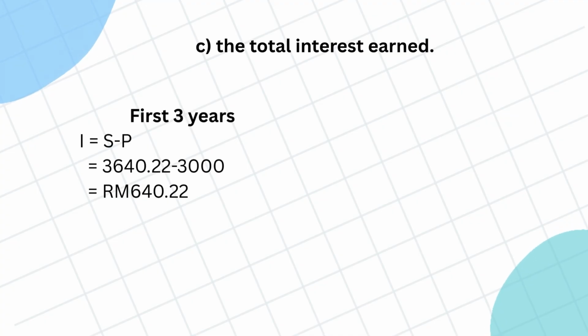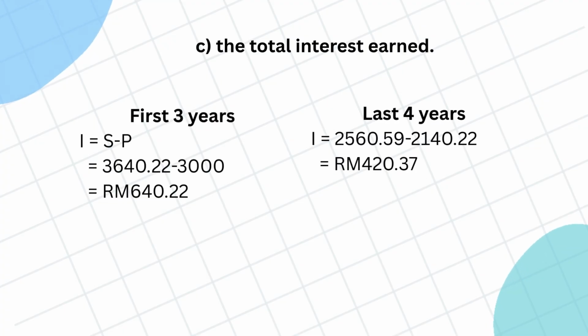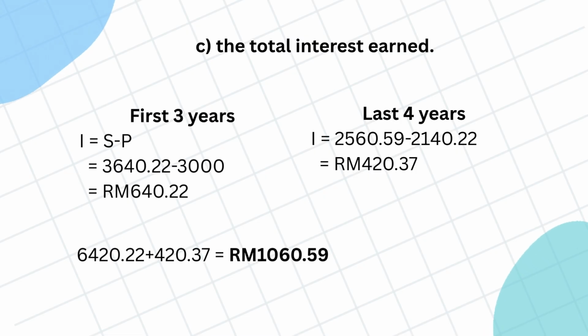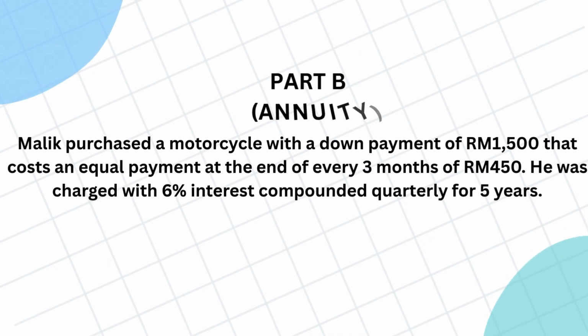S minus P, and the answer you should get is RM640.22. And for the last 4 years, using the same formula, the answer you should get is RM420.37. And after that, add both interests and the answer you should get is RM1060.59.